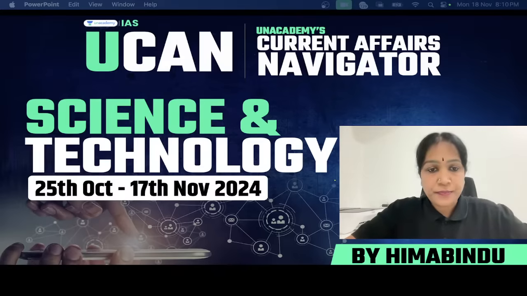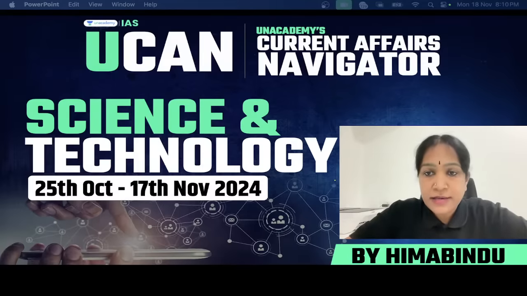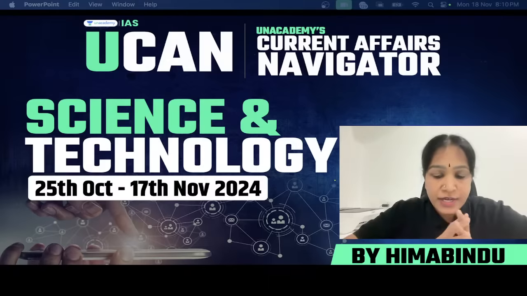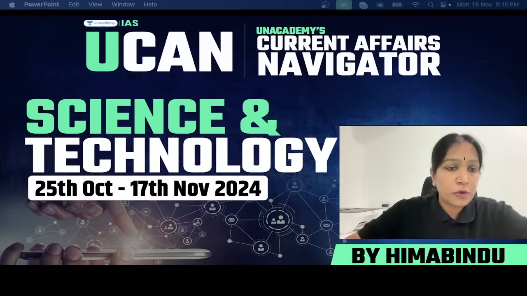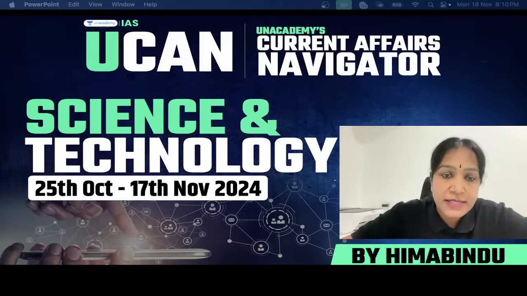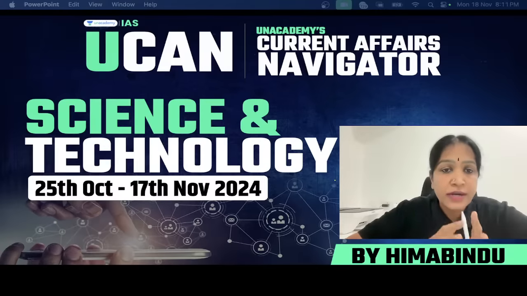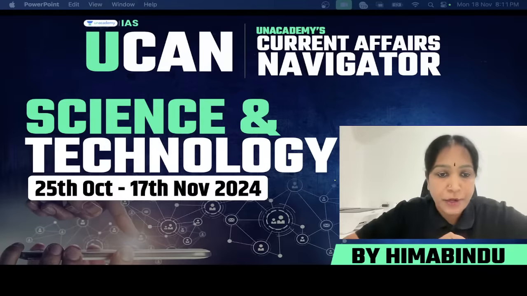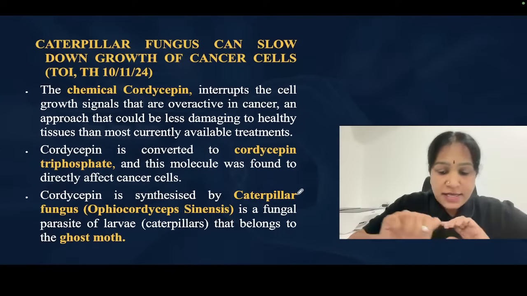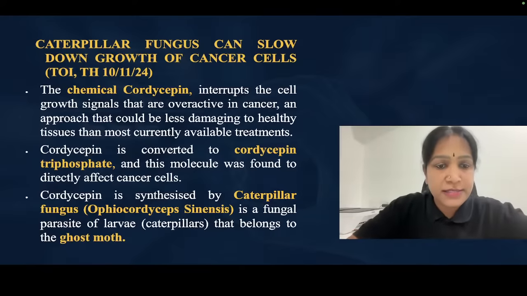Okay, so as a part of Unacademy Current Affairs Navigator, today we will be discussing a few current affairs from the duration of 25th October to 17th November. And for each current affairs article, we will be discussing a multiple choice question so that you will get an idea about what kind of questions you can expect from that topic. So the first topic we are discussing is caterpillar fungus can slow down the growth of the cancer cells.